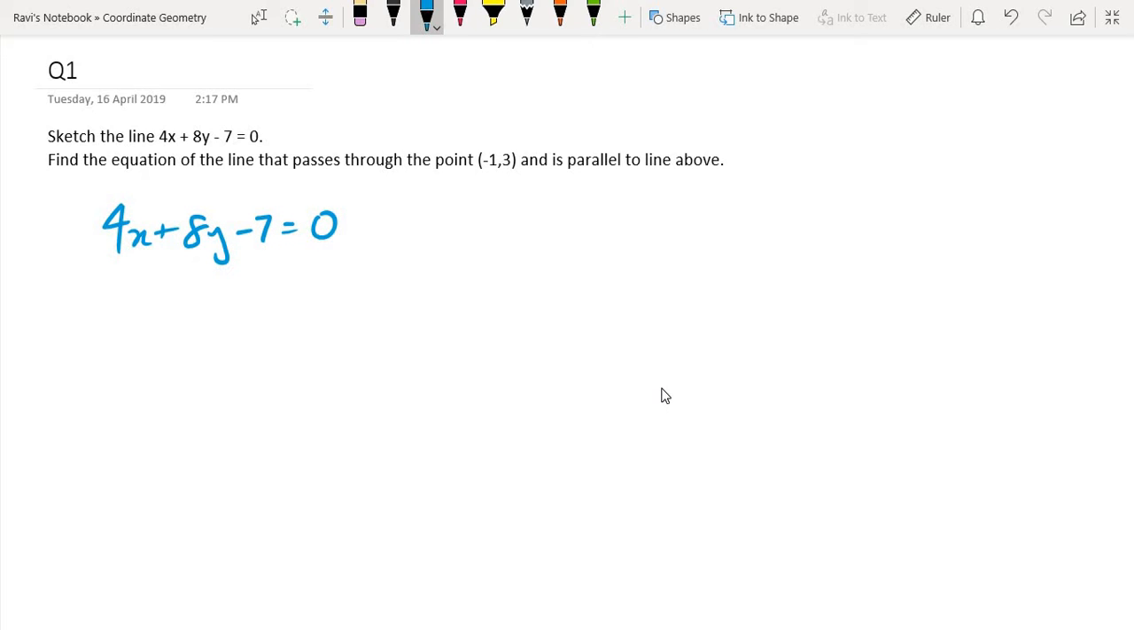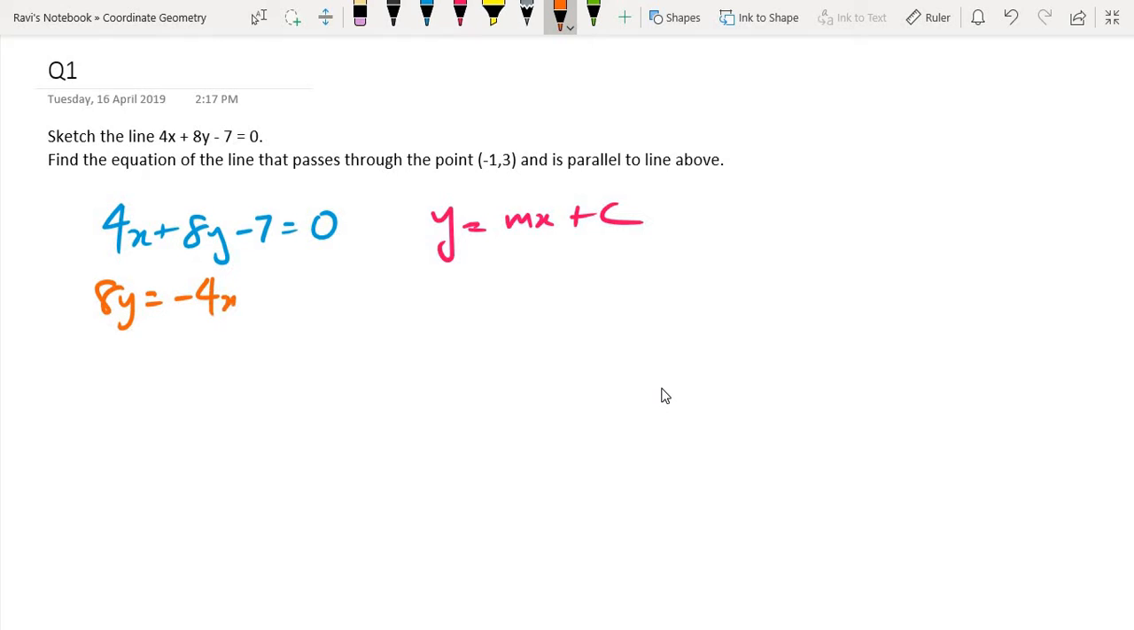To sketch a line, the first thing that we need to do is to rewrite it in the form of y = mx + c. That would be a good step because that actually helps us in the second part of the question. But let's do the first part first, where we have to sketch this line. To rewrite this equation, we just do some basic algebra. So we shift things around.